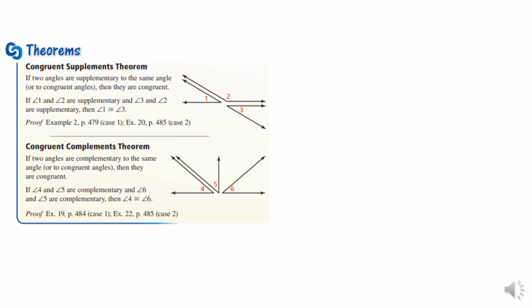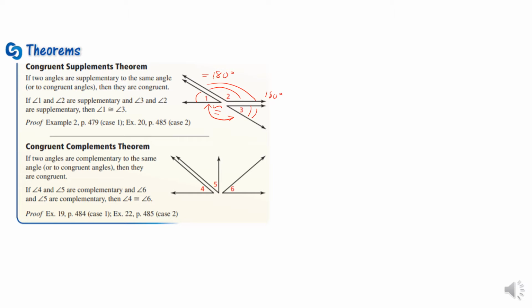So the first thing we're going to do is go through a couple more theorems. These are important to know before we get going on our fill-in-the-blank proofs. So if two angles are supplementary to the same angle or congruent angles, then they are congruent. Okay? So if angle 1 and angle 2 are supplementary, that means they equal 180 degrees. Then angle 2 and angle 3 are supplementary. Okay? So they also equal 180 degrees. Then that means that these two angles are congruent.